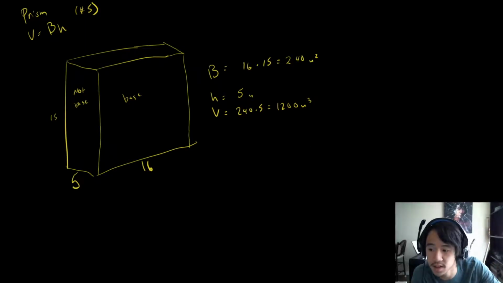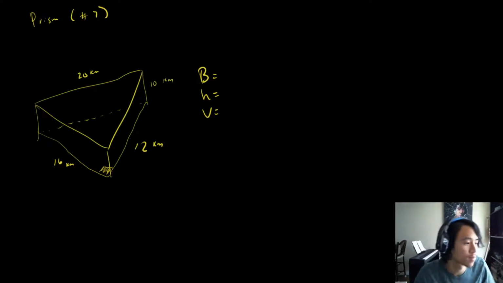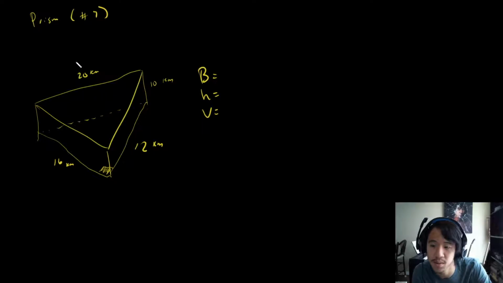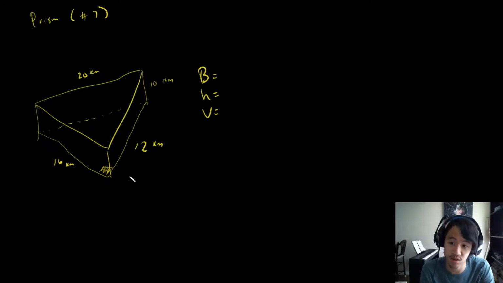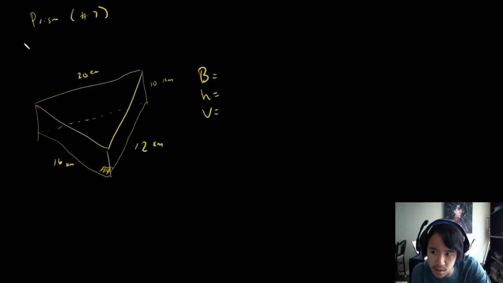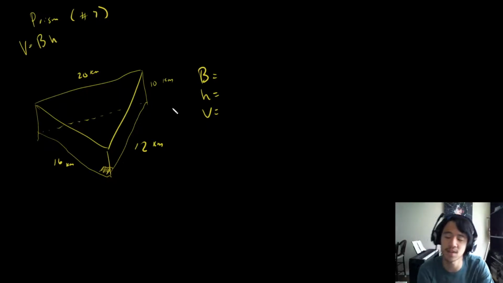So let's go ahead and move on to number 7. All right, here's number 7. We have a triangular prism, and it's a right triangle too. Notice how we have this right angle right here. That can be helpful. So let's go ahead and do this question. So we got our volume is still equal to the area of the base times the height. So the area of our base is going to be the area of this triangle.